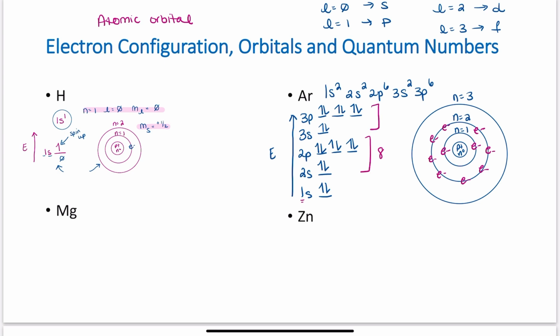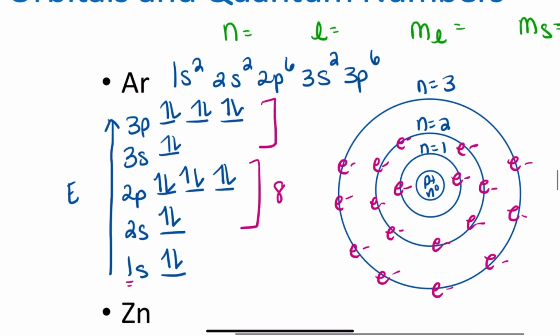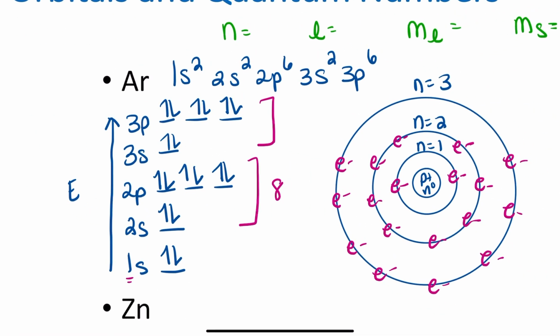N equals 3. I have 8 more electrons. So 1, 2, 3, 4, 5, 6, 7, and 8. And notice I didn't make a point of getting it around the entire circle there. But I want to describe the last electron in for the quantum numbers. So my n value, my L value, my m sub L, and my m sub S. My last electron added in is this electron right here. That is the very last electron I added in for argon.